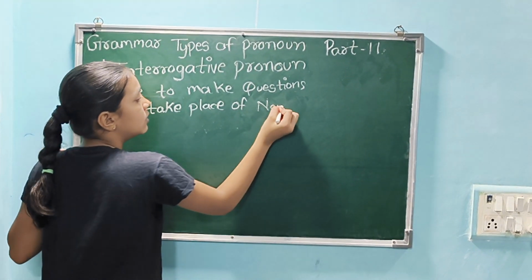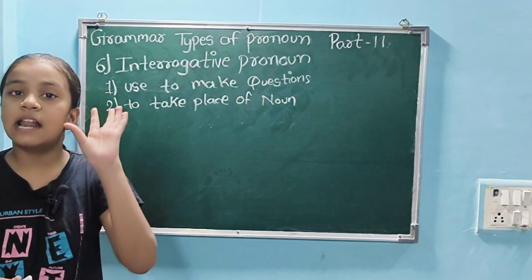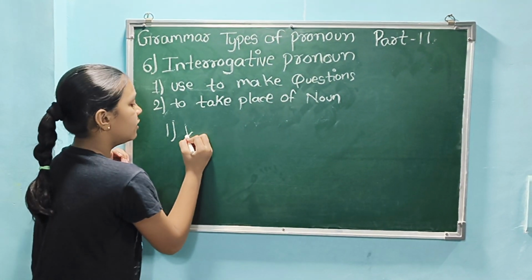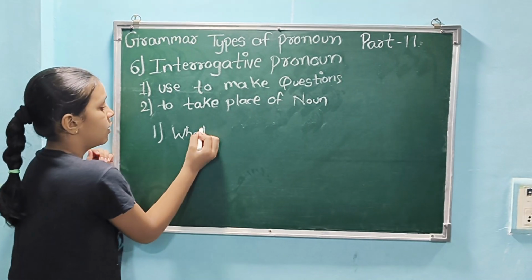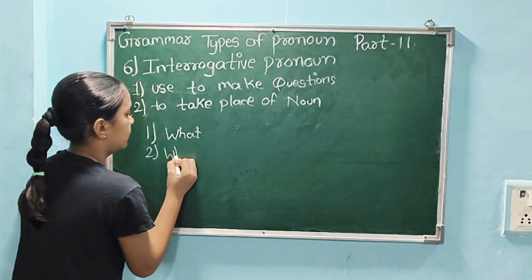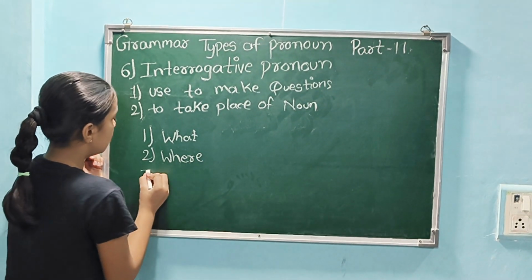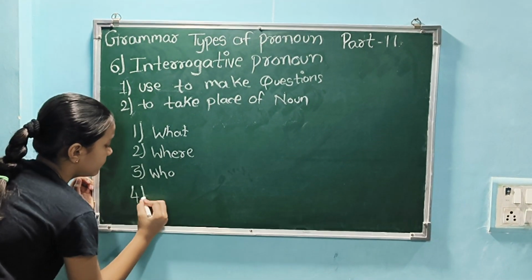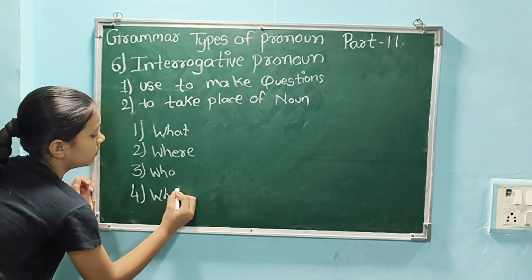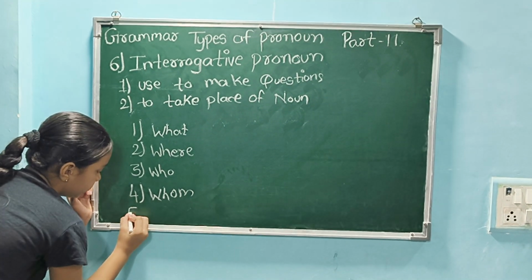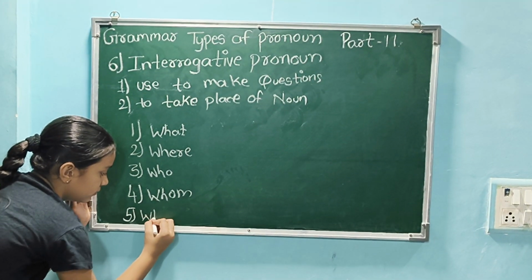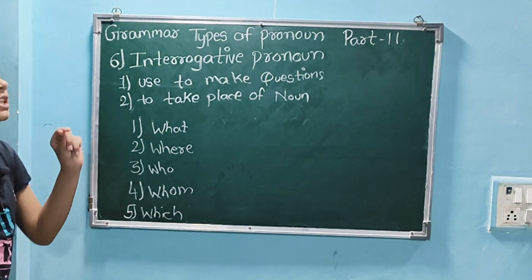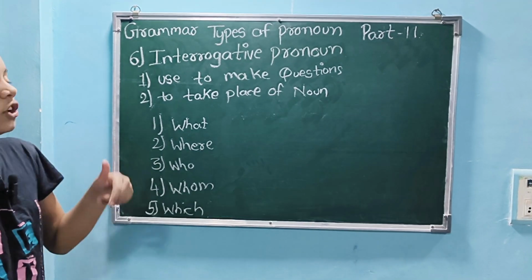nouns. Understood everyone? So there are five main pronouns in interrogative pronoun that are, see, what, where, who, whom, and which. Understood everyone? What, where, who, whom, and which. These five are main pronouns in interrogative pronouns.